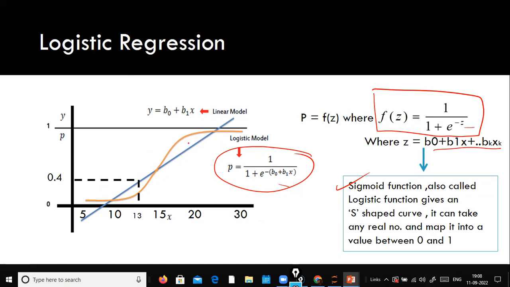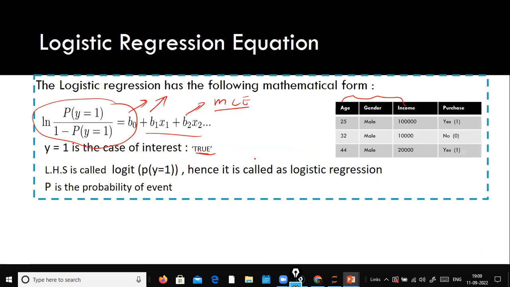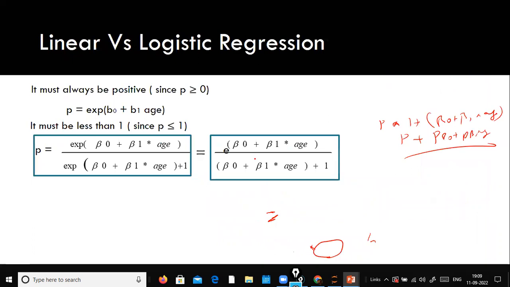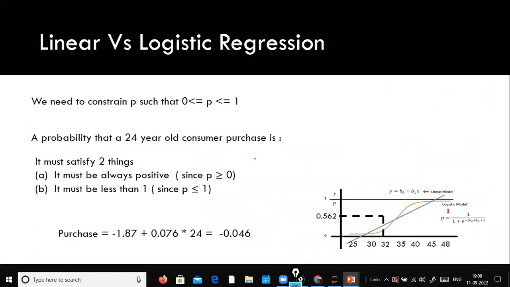With this equation we can fit an S curve, because in the case of logistic regression you are not supposed to fit a straight line. You need to fit the S curve. So in that case, this equation is used. This function can take any real number and map it into a value between 0 and 1. The whole idea is you give me whatever number. In the case of this equation, on the right side of the equation, I plugged in the values.